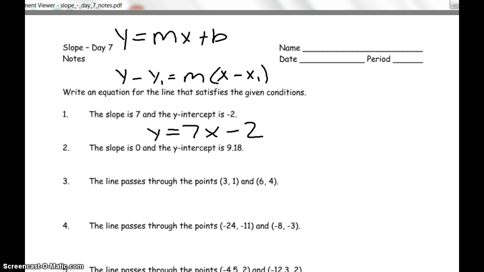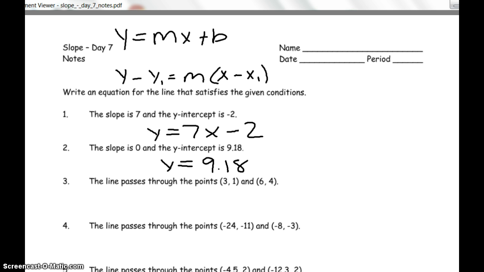The following, number 2, says the slope is 0 and the y-intercept is 9.18. So just plugging our numbers in, y equals, as intelligent individuals, we know it's not necessary to put a 0 as a placeholder, so y equals 9.18.